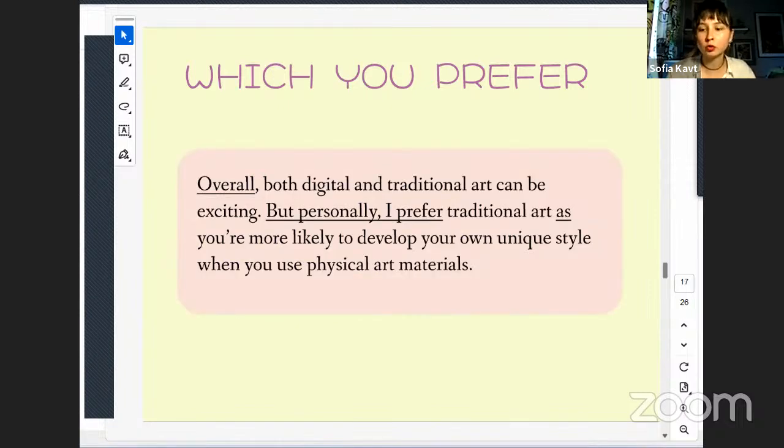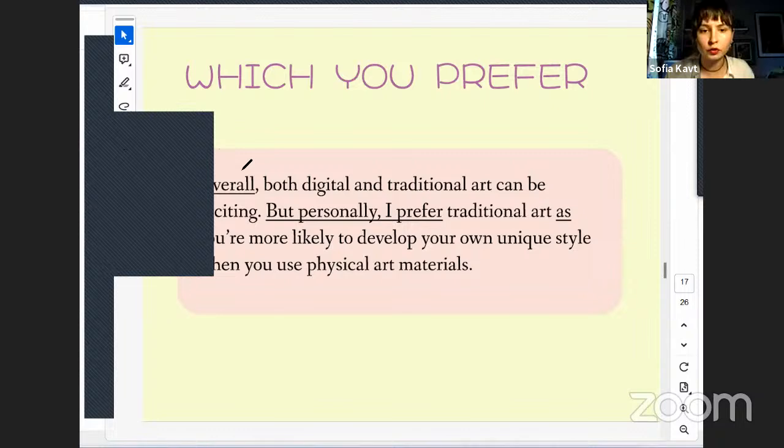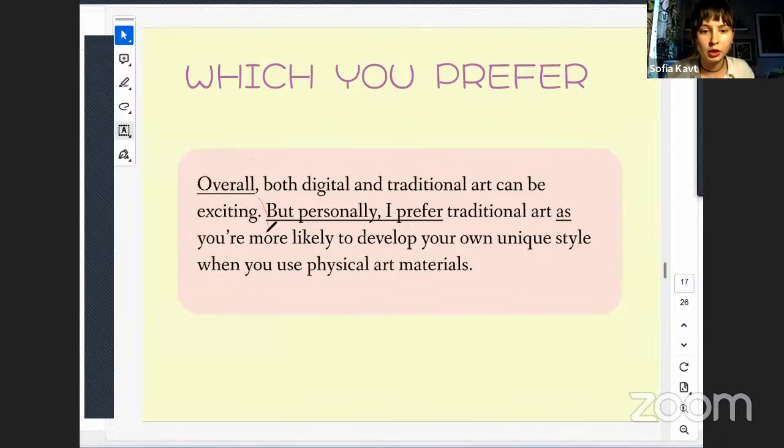So here's what I wrote in relation to this. Overall, both digital and traditional art can be exciting. But personally, I prefer traditional art as you are more likely to develop your own unique style when you use physical art materials.